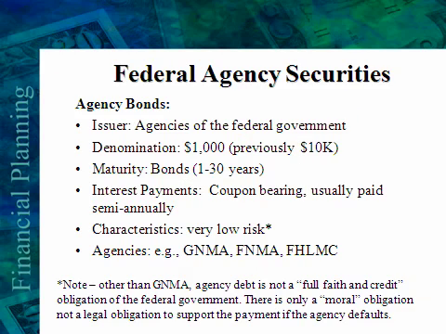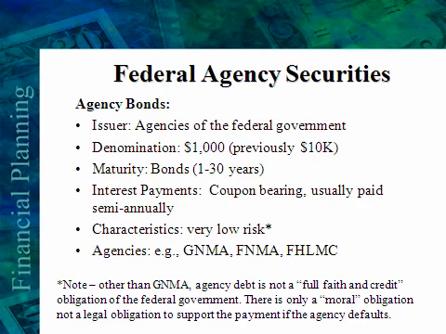Agencies of the federal government also issue fixed income securities. These agencies include the Government National Mortgage Association, or Ginnie Mae, the Federal National Mortgage Association, or Fannie Mae, and the Federal Home Loan Mortgage Corporation, FHLMC. Agency issues are denominated in amounts of $1,000 and above, and their maturities range from 1 to 30 years. These securities are coupon-bearing instruments, and they usually are paid semi-annually.